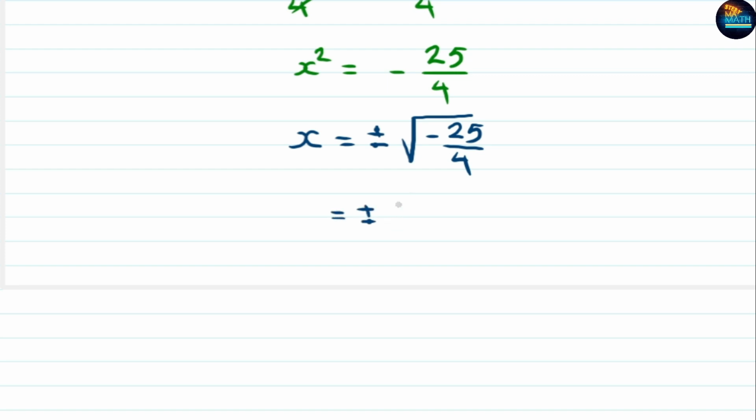But you have a negative underneath the square root. So remember, when you have a negative underneath the square root, that means it's 5 over 2i because the square root of negative 1 is i. So the answer is x is equal to positive or negative 5 over 2i.